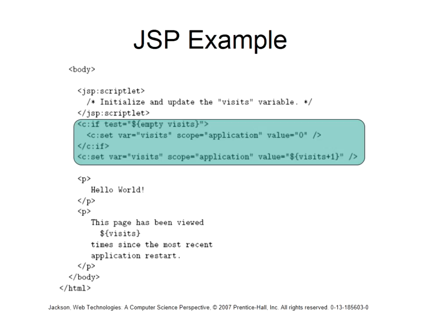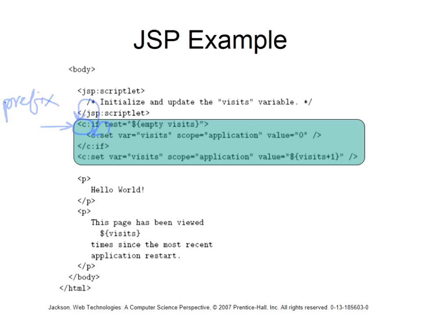Now we will use the C prefix. So what's the meaning of C:if? That means if belongs to the C prefix. Set belongs to the C prefix. Is it clear?